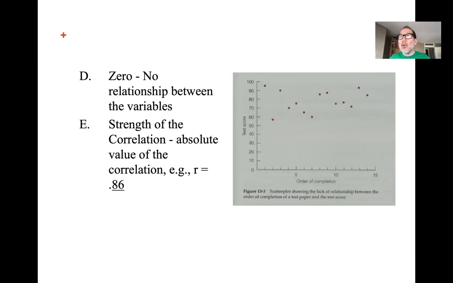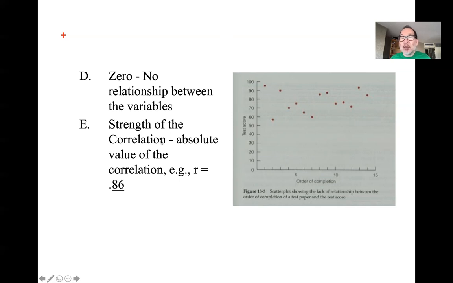Now, when there's no relationship between the two variables, you'll get a bunch of scores. If you try to plot order of completion of a task with test scores, it doesn't matter. There's no relationship. You get a bunch of plotted scores that look like this. That just seems to be like a mist, a cloud with nothing bunching up.